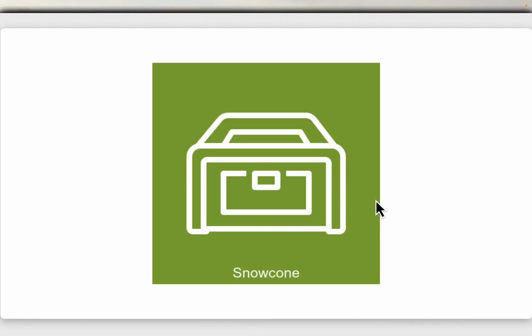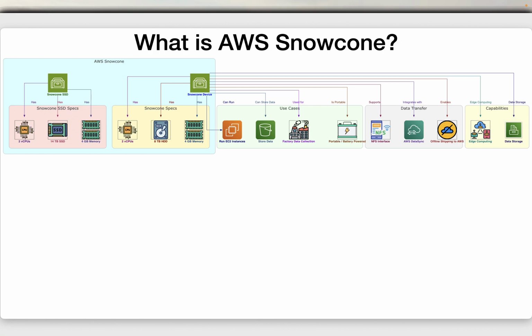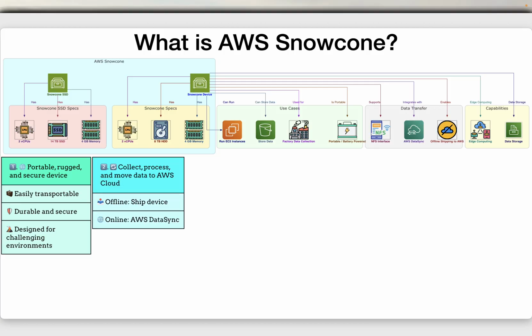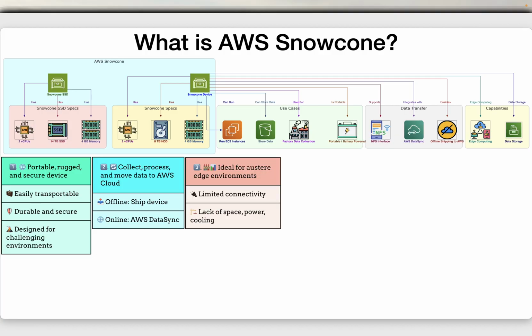So let's get started with Snow Cone first. What is AWS Snow Cone? AWS Snow Cone is designed to be easily transportable, durable, and secure for edge computing and data transfer needs in challenging environments. Snow Cone allows data to be collected, processed, and moved to the AWS cloud, either offline by physically shipping the device or online using AWS DataSync. Snow Cone is well suited for non-data center edge environments that may lack consistent network connectivity, space, power, and cooling.